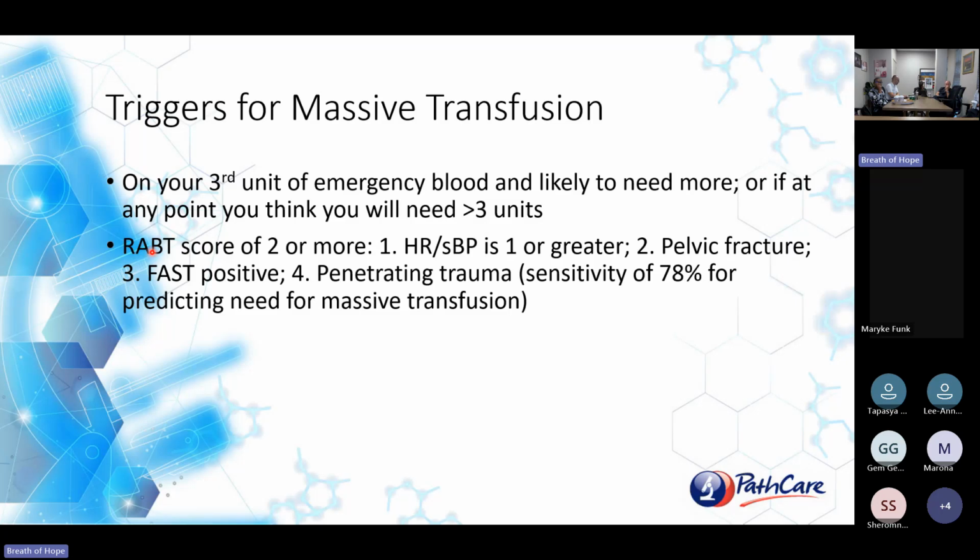Or if you have what's called the rabbit score, if you score 2 or more on a rabbit score. If you take your heart rate divided by your systolic blood pressure, and that gives you a value of 1 or greater, that gives you a point. If there's a pelvic fracture, it gives you a point. If you've done a fast ultrasound and that's positive, or there's penetrating trauma, and you have any 2 of these, you should probably activate your massive transfusion protocol.